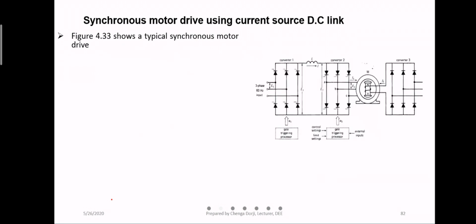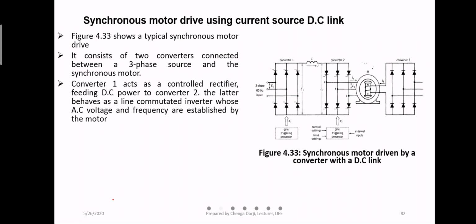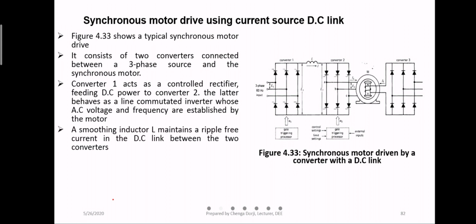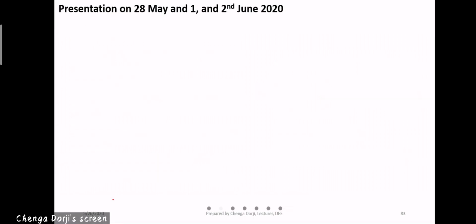Now another topic is the synchronous motor drive using a current source DC link, which is the speed control of the synchronous motor. So these are some of the topics, and with this we have completed this part.